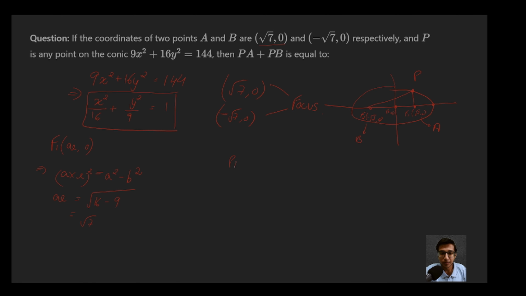So PA plus PB can be written as PF1 plus PF2, as per this diagram. And we all know that if the sum of focal distances is calculated, it is equal to a constant, and that constant is nothing but the length of our major axis. So what is this going to be? 2 into root 16, which is 2 times 4, equal to 8. So 8 is our answer.